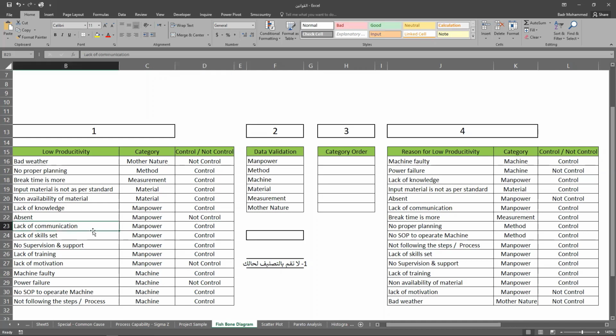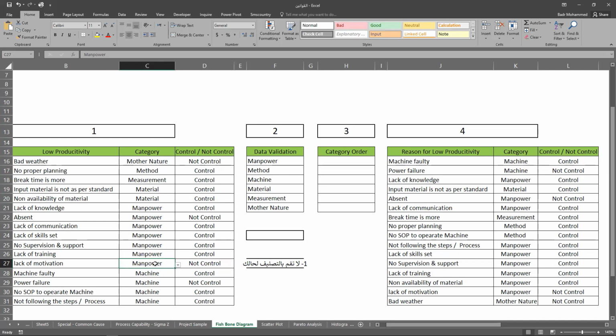There is a lack of communication. Yes, it can be controlled. You make a training. Lack of skills, need training. No supervision support, need training. Lack of training, also need training. So this can be controlled. This is lack of motivation. Here it can be controlled. It depends on you.